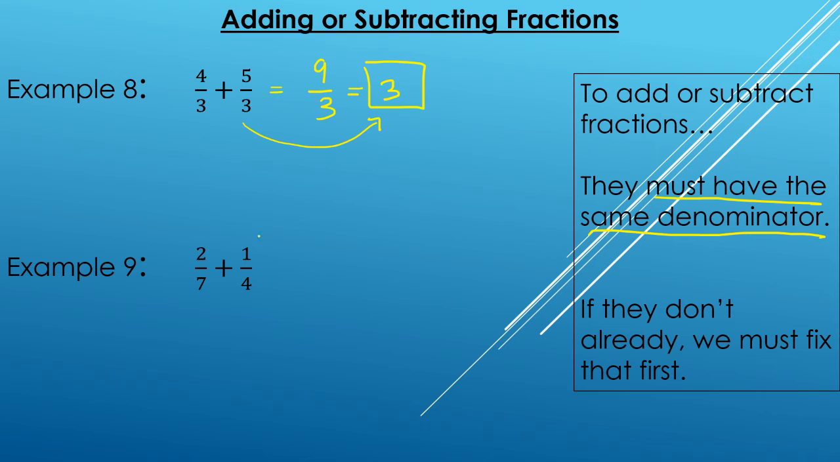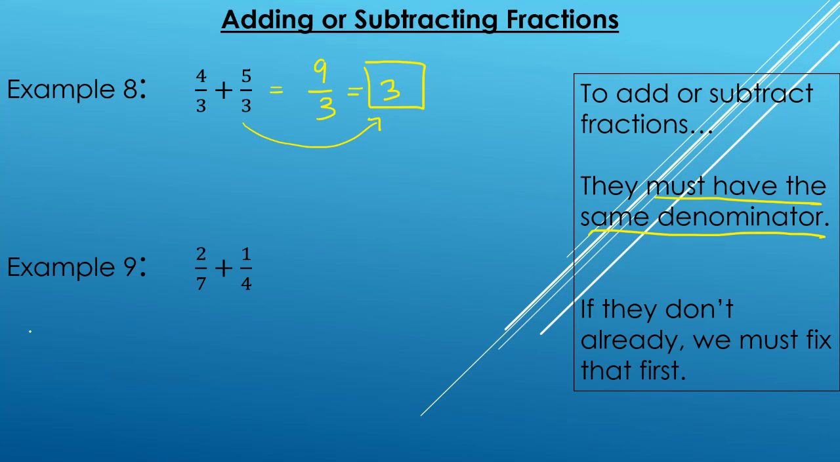Now, example 9. I can't add these because look at those denominators, 7 and 4. They don't match. So I said in my box, if they don't already match, then we must fix that. We must make them have the same denominator. So here's how we're going to deal with this.